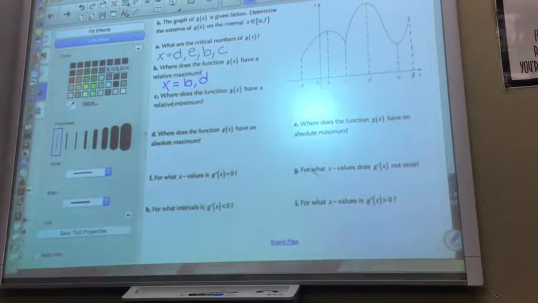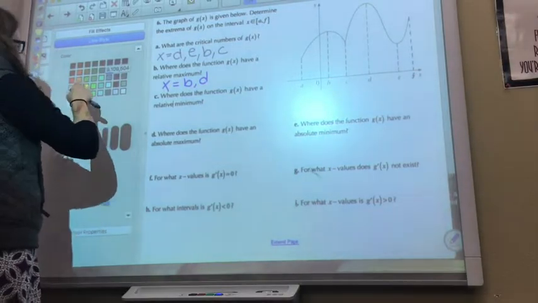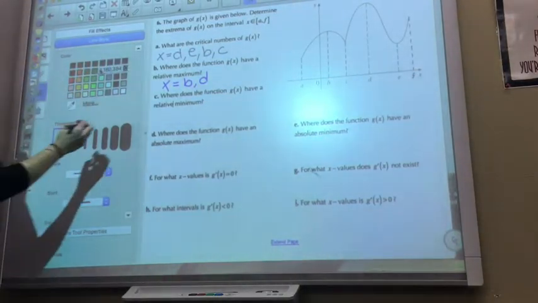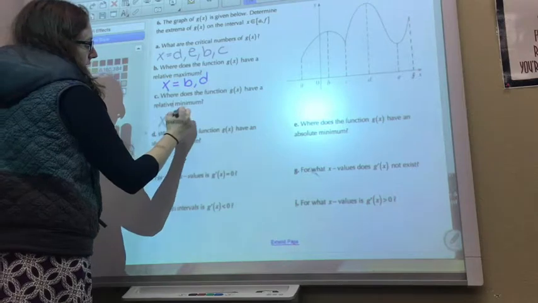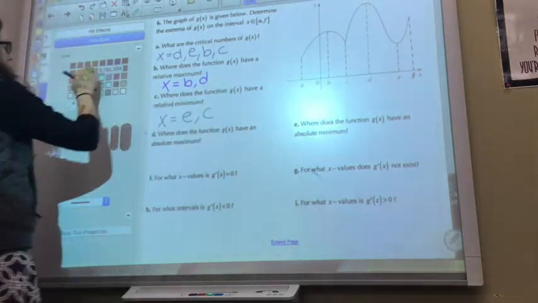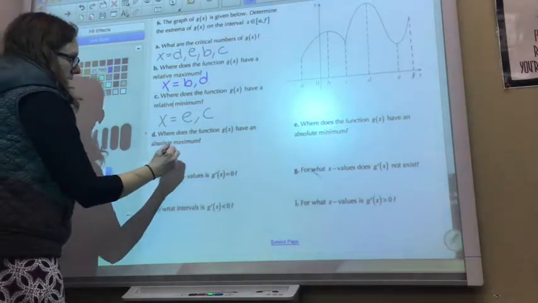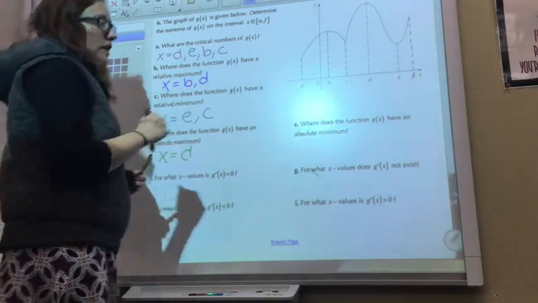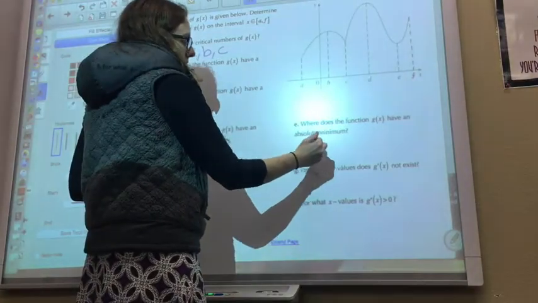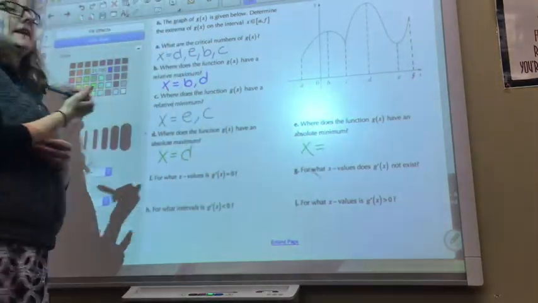Okay, Fernanda, where does the function g of x have a relative minimum? I said E and C. I would agree with that. Okay. Now, Rocket, I'm going to come back to you, mainly because this is what you were asking about earlier. Where does the function g of x have an absolute maximum? D. Okay. Where does our function have an absolute minimum? A. Yes.